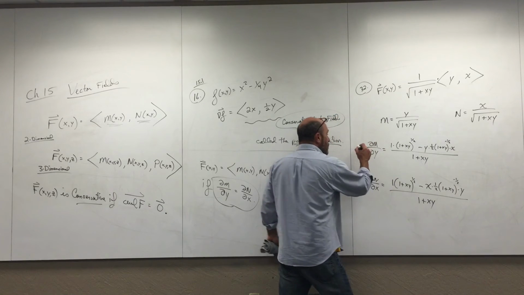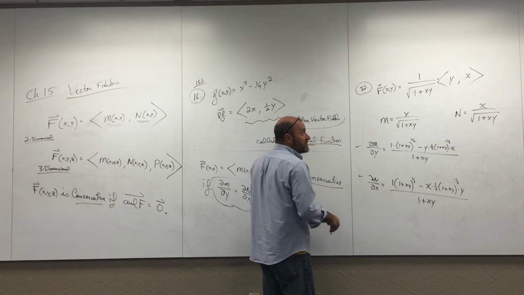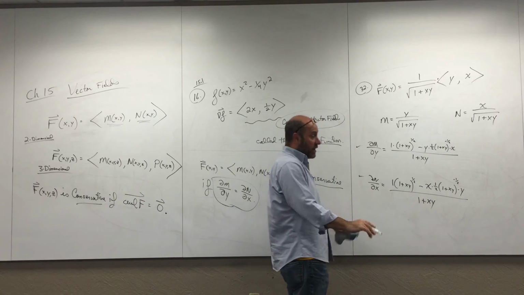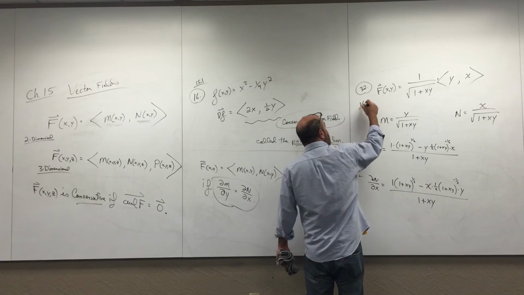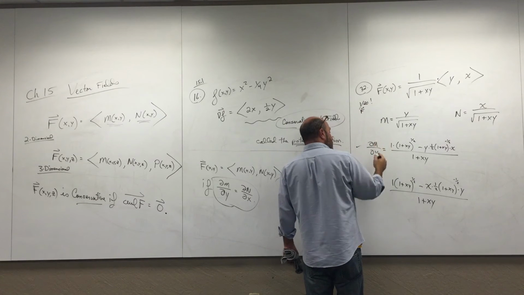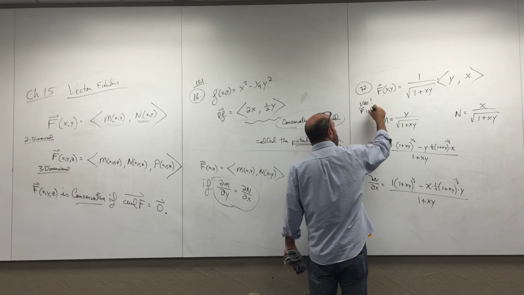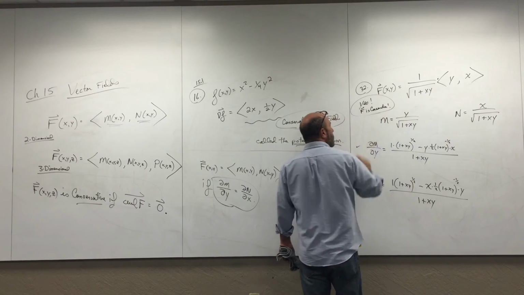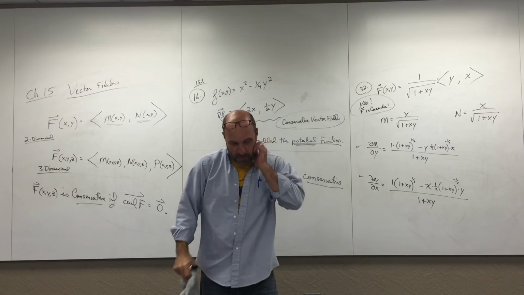So this dM/dy is equal to dN/dx. So yes, F is conservative. If that's all they wanted, that's all they wanted. Yes, F is conservative. But it's because of this. It's because dM/dy equals dN/dx. Cool. Let's do another one.